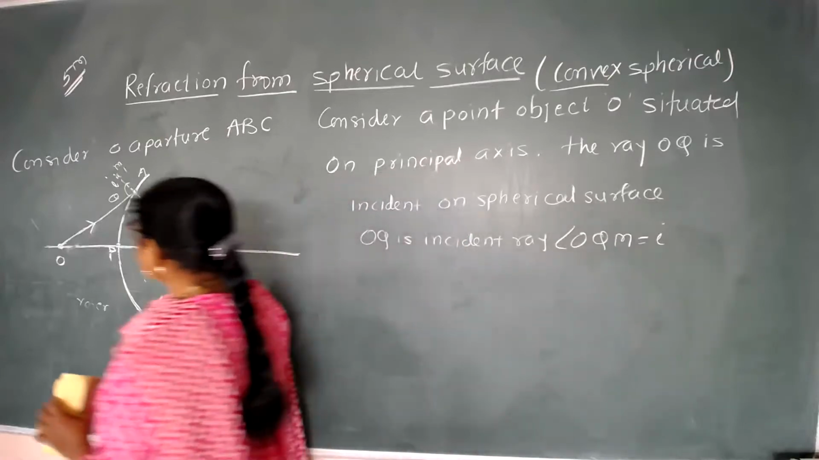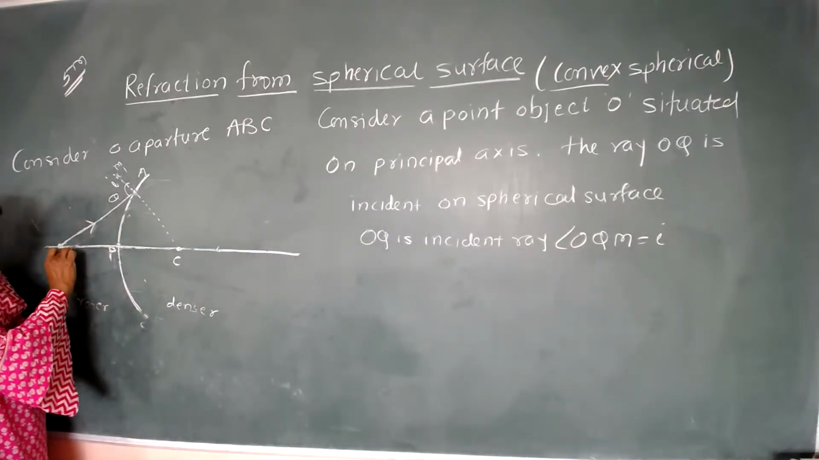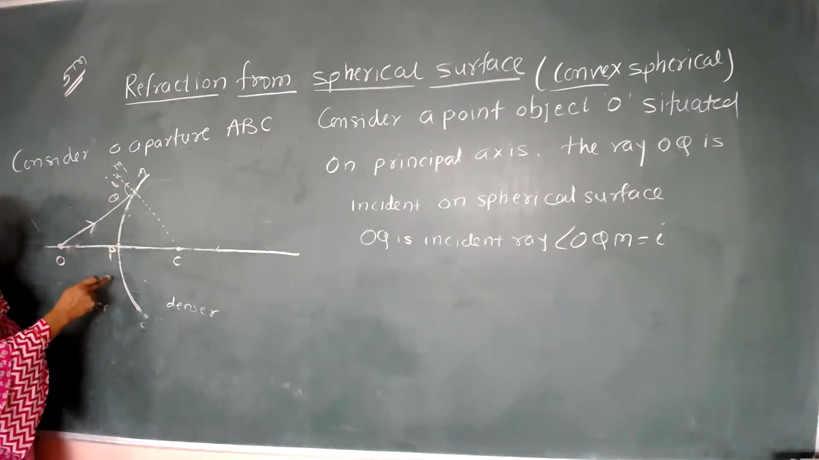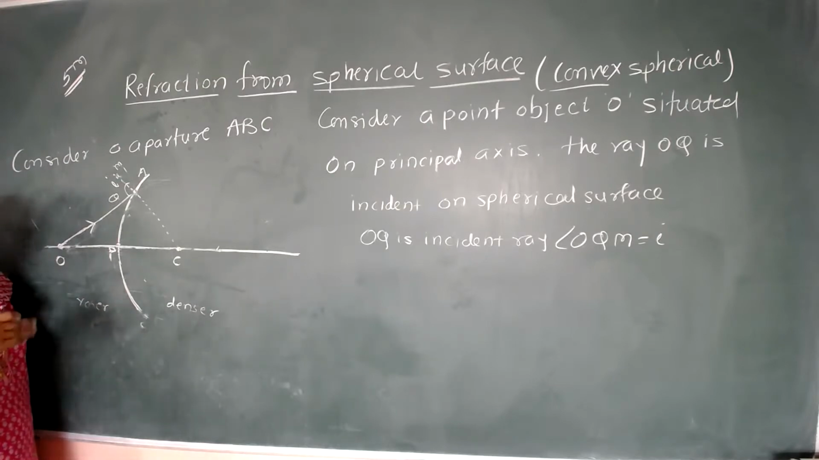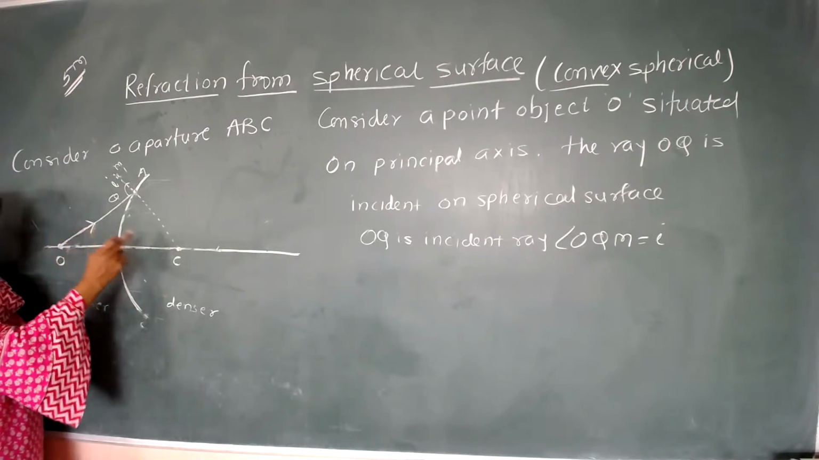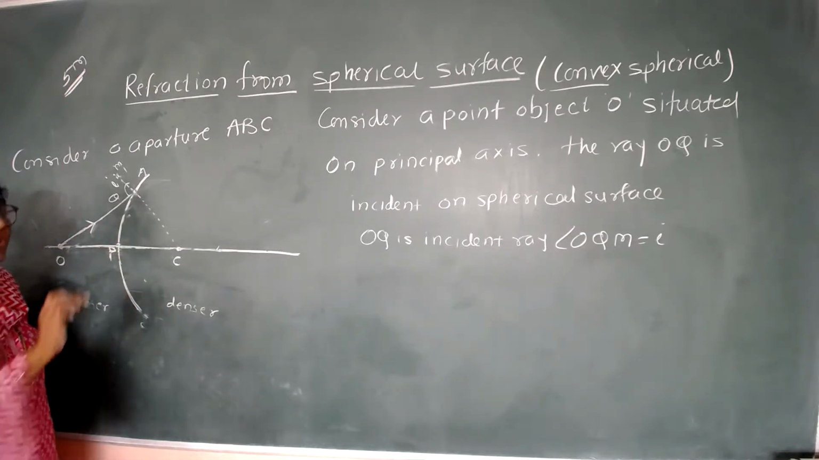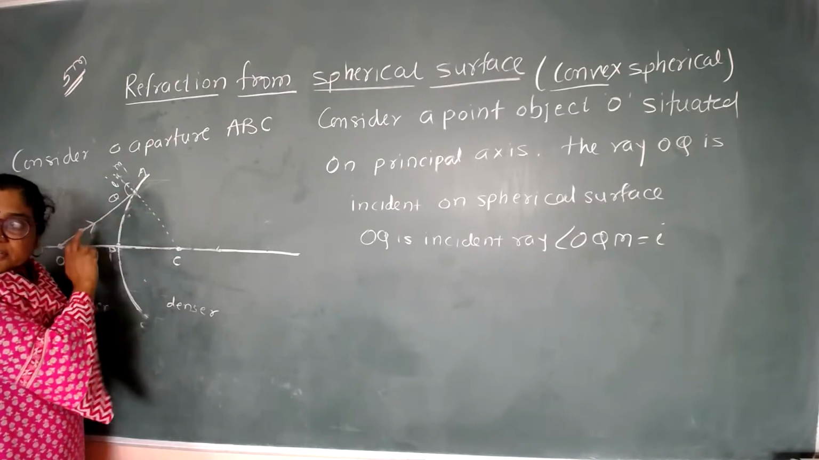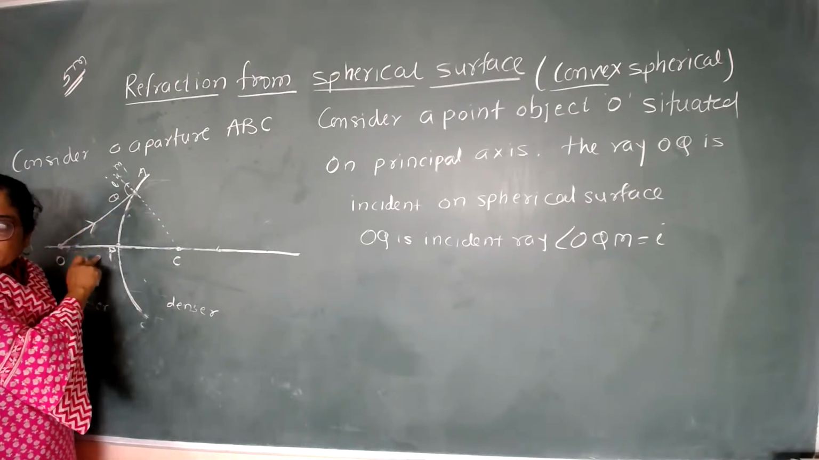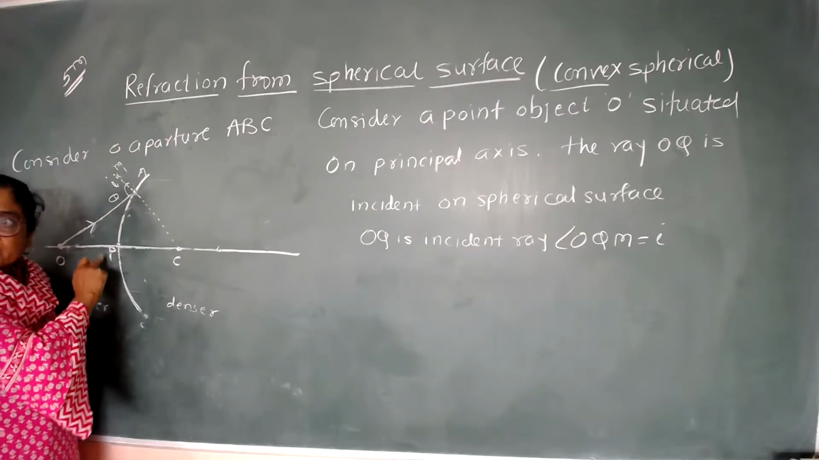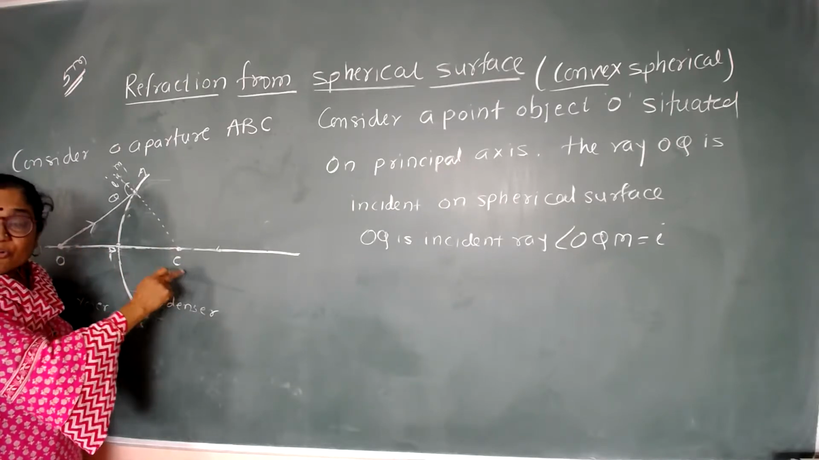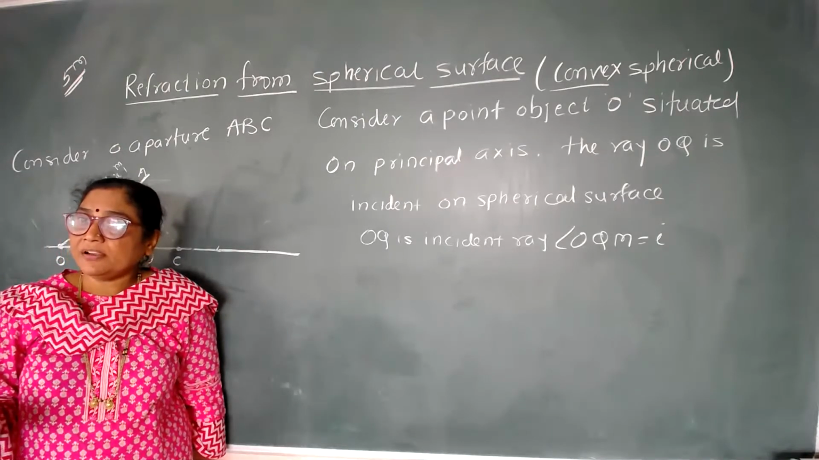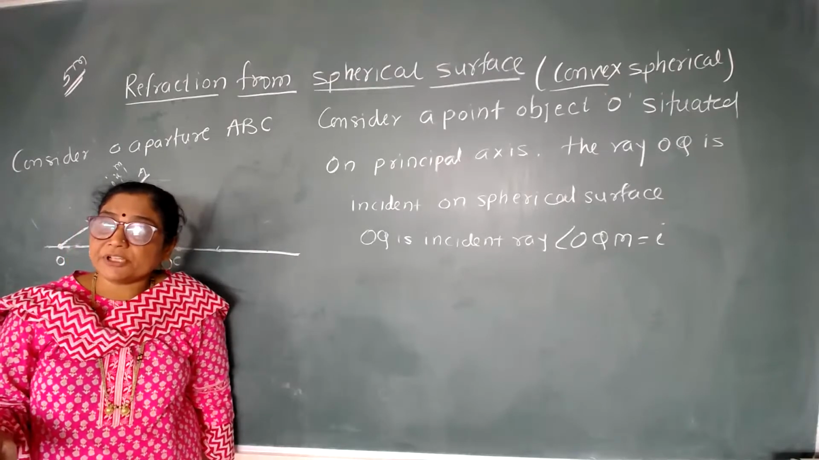Next, note that when the ray OQ is incident on the spherical surface, glass is an optical medium which allows the ray of light to propagate. So the ray of light is propagated from which medium to which medium? Which medium is the object in? Rarer. Where does it get refracted? Denser. When the ray of light is propagated from rarer to denser, what happens? Does it bend towards the normal or away from the normal?